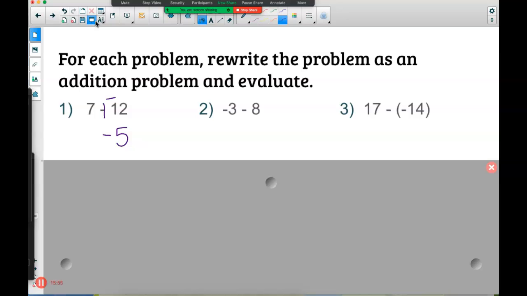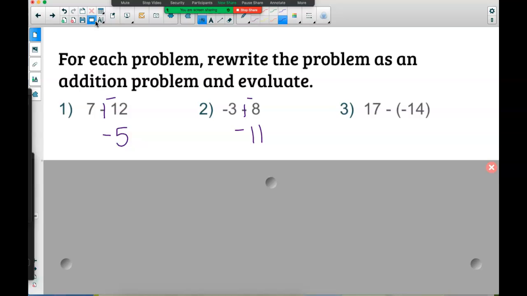Okay, number 2. How would I change that to an addition problem? Izzy. Negative 3 plus negative 8. So keep, change, change. I changed 2 things again. Change the minus to a plus, the 8 to a negative 8, and now I have negative 3 plus negative 8. Derek, what is that? You add 8 plus 3 is 11. And negative 11. So because they're the same signs, we add and keep.